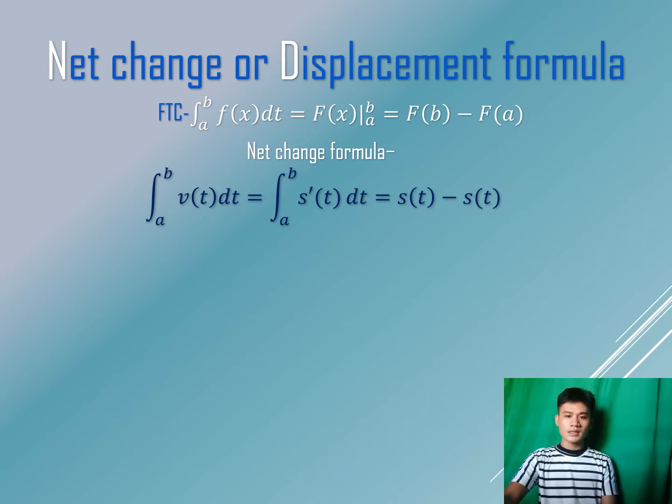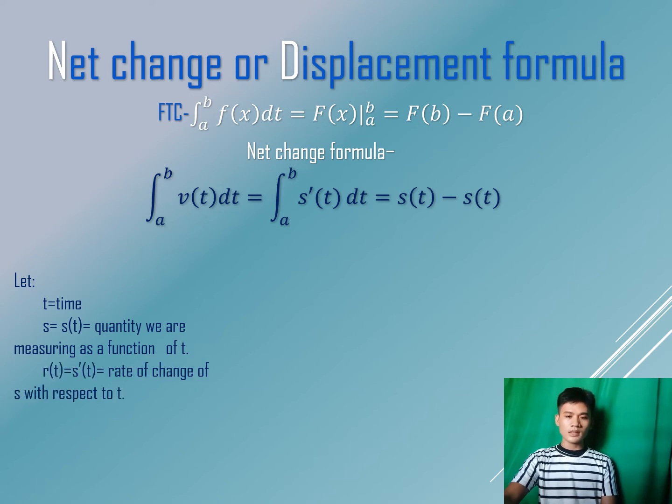So we have the integral of v of t dt evaluated from a to b, which is equal to the integral of s prime of t dt evaluated from a to b, which is equal to s of b minus s of a. We let t denote the time and s equal to s of t, which is the quantity we are measuring as a function of t. The third one is r of t, equal to s prime of t, which is the rate of change of s with respect to time.